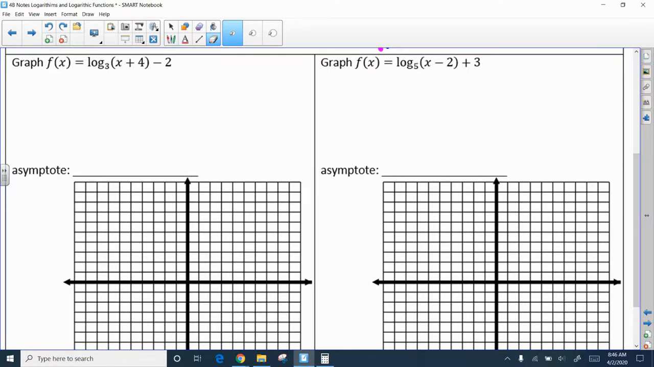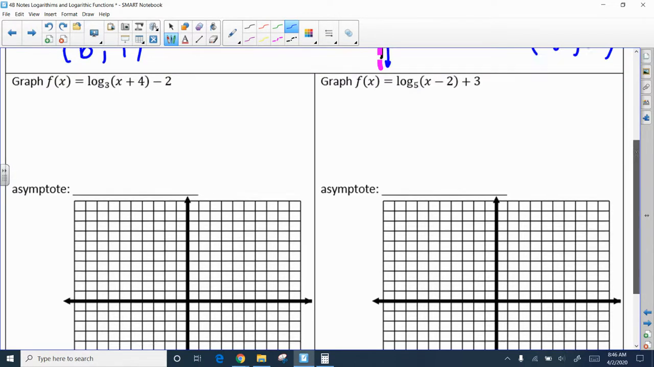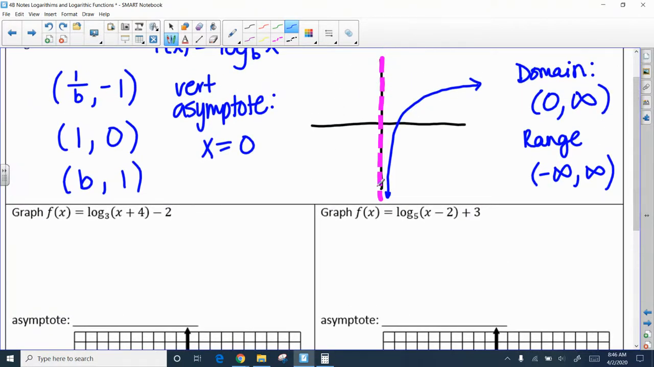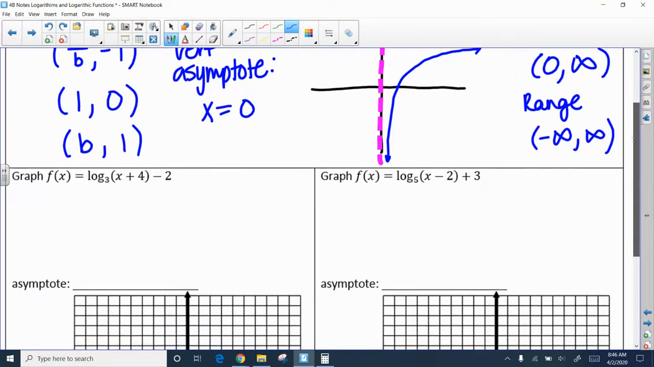All right, so the first example, we're trying to graph f of x equals log base 3 of x plus 4 minus 2. So this is a parent function that's been shifted. Notice the plus 4 is in the parentheses with the x, so that's actually shifting it to the left 4. And then the minus 2 is shifting the graph down 2. So we are taking the original parent function, which is going to look something like this, and we are shifting it.